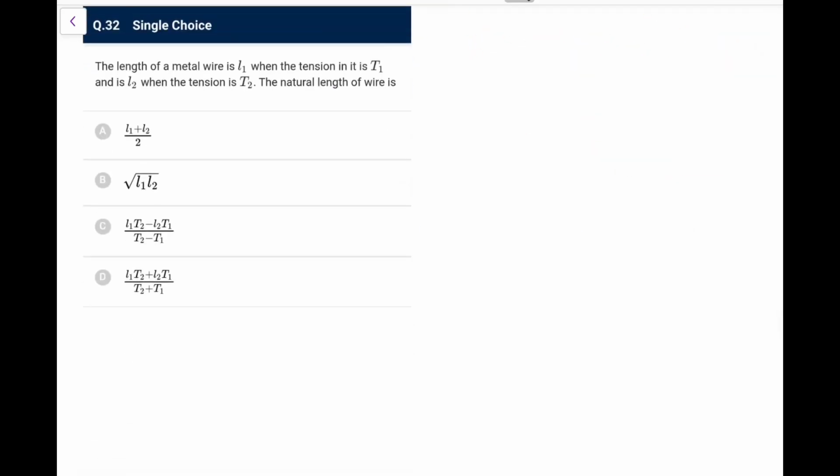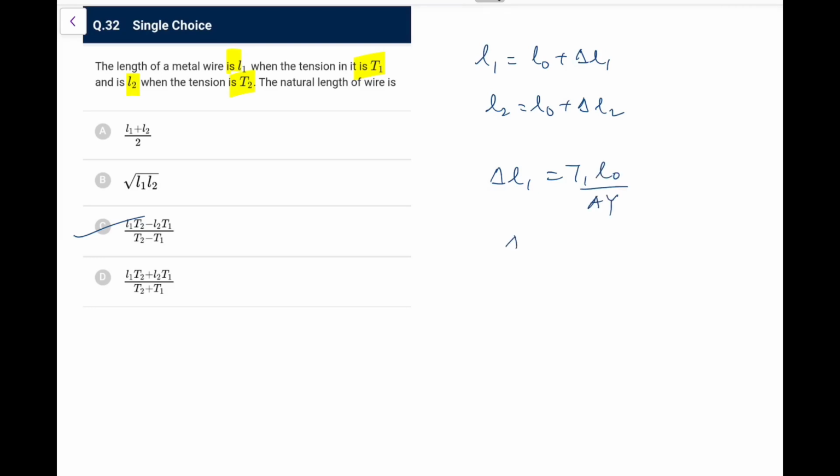The length of a metal wire is L1 when tension is T1, L2 when tension is T2. We have done this many times. You all remember it would be T1 L2 minus T2 L1 upon T1 minus T2, or T2 L1 minus T1 L2 upon T2 minus T1. Again, I am telling you, L1 would be original length plus extension, L2 would be original length plus extension, and we know extension delta L1 would be equal to T1 L0 upon AY, and delta L2 would be T2 L0 upon AY. Divide them and solve using delta L1 equals L1 minus L0, and delta L2 equals L2 minus L0. So do this, you will get the result.